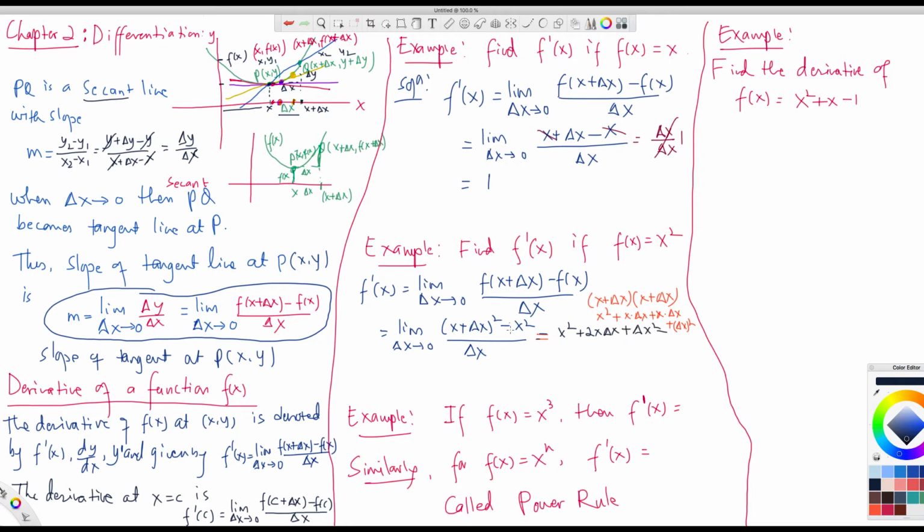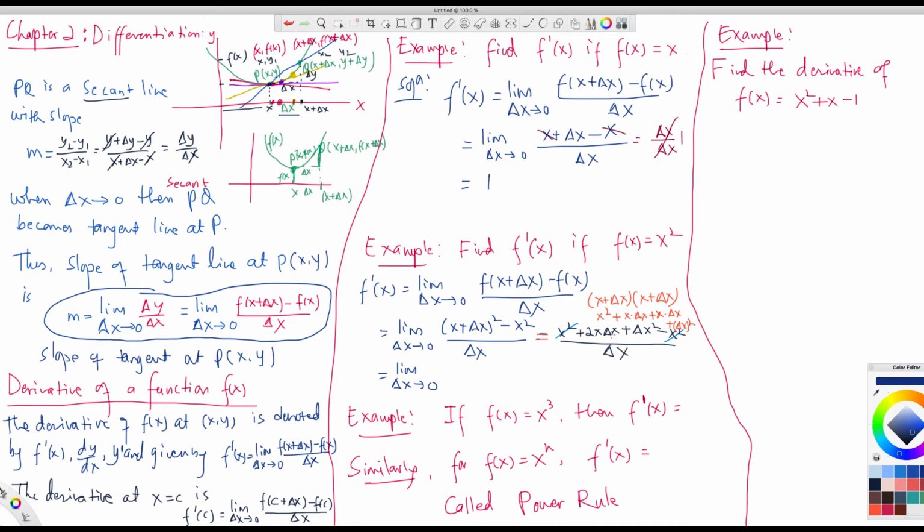Minus that, x squared is just x squared. You see that? Divide by delta x. Now you see that this negative x squared and the positive x squared cancel out. So what is left there is the limit as delta x tends to 0. What is left in the top is 2x delta x plus delta x squared, right?